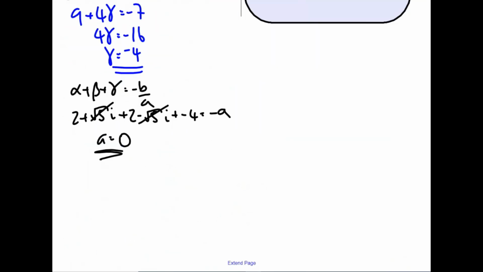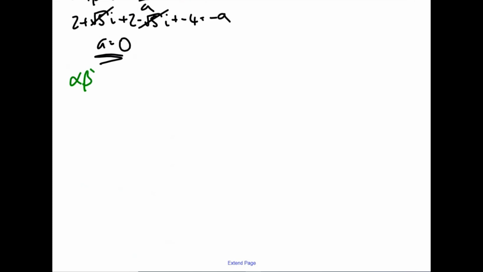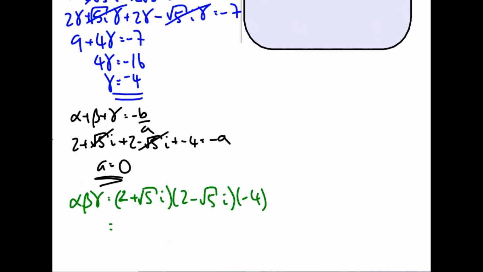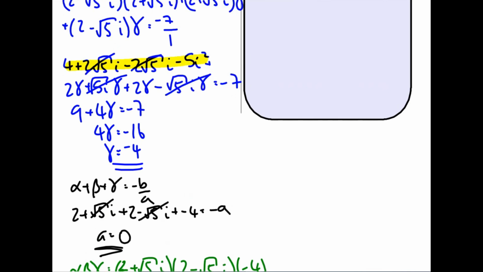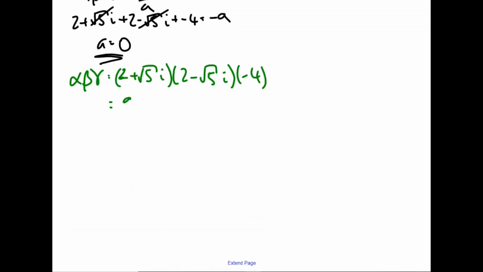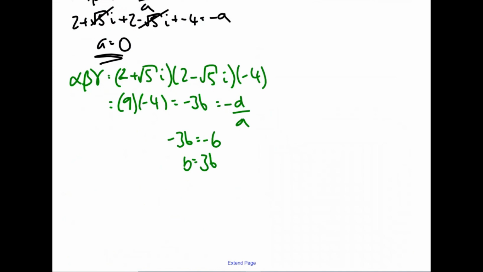Finally, for the value of B, I'm going to use the product of the roots. Alpha beta gamma. So that's 2 plus root 5i, 2 minus root 5i, minus 4. Now, instead of writing this all again, I have already done this calculation earlier on. So I know that this is equal to 9. I've actually got 9 times minus 4, which is minus 36. This is equal to minus D over A. In our case, A is 1 and D is B. So we can work out the value for B is 36.